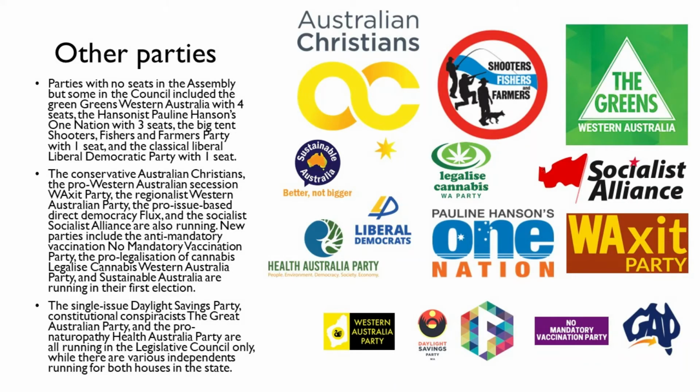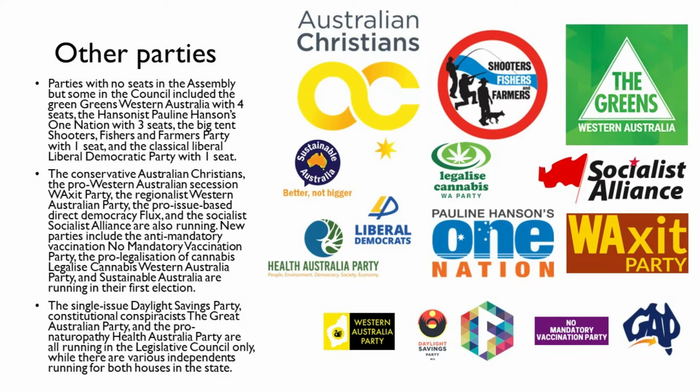There were some parties with no seats in the Assembly, but some in the Council. These included the Greens Western Australia with 4 seats, the Hansonist Pauline Hanson's One Nation with 3 seats, the Big Tent Shooters, Fishers and Farmers Party with 1 seat, and the Classical Liberal Democratic Party with 1 seat. The Conservative Australian Christians, the Pro-Western Australian Secession Waxit Party, the Regionalist Western Australian Party, the Pro-Issue-Based Direct Democracy Flux, and the Socialist Alliance were also running.